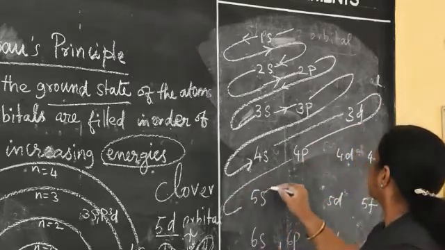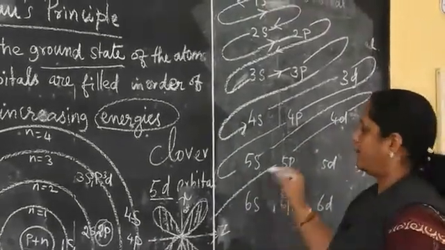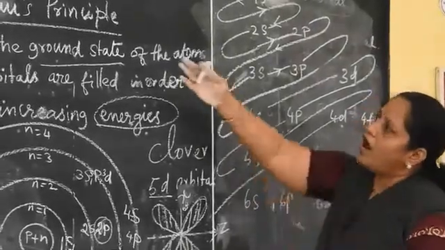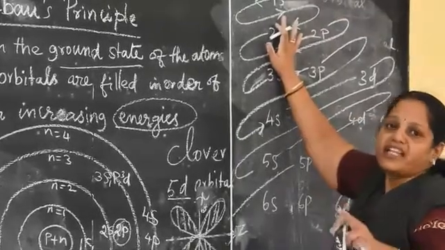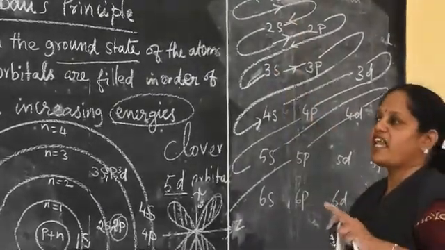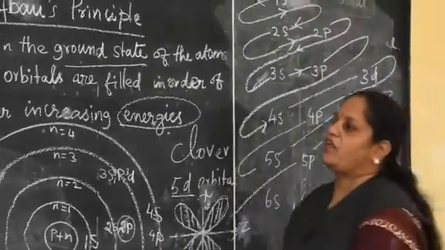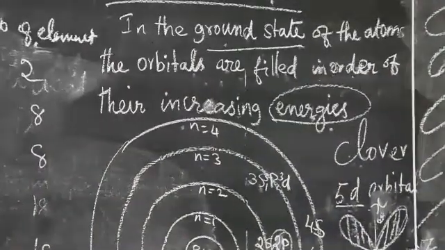Like this you want to draw. Okay, this is the simple diagram, the simple form of the Aufbau principle. Based on this only, you fill the electrons in the given orbitals of any atom. We will see how to fill the electrons in a given atom. Now I will write some examples.